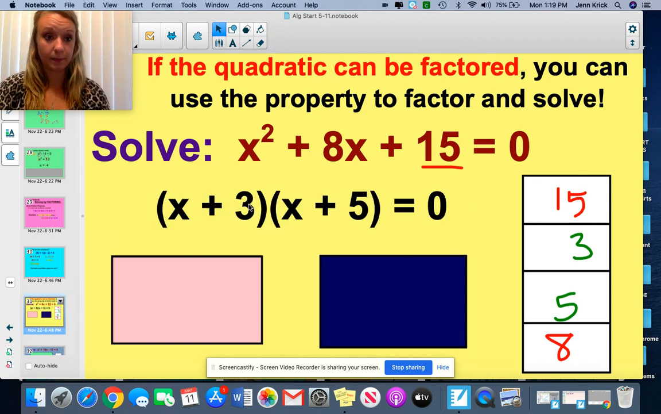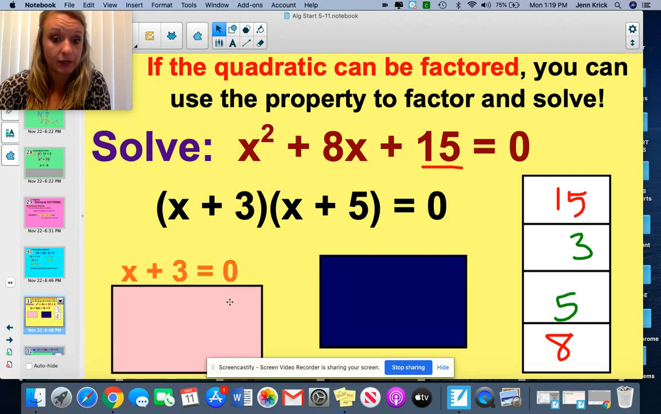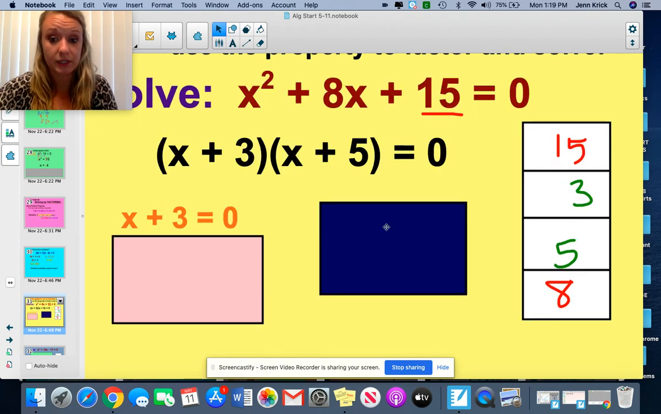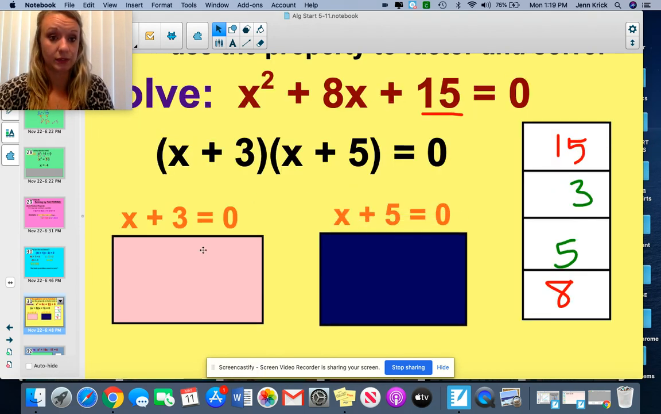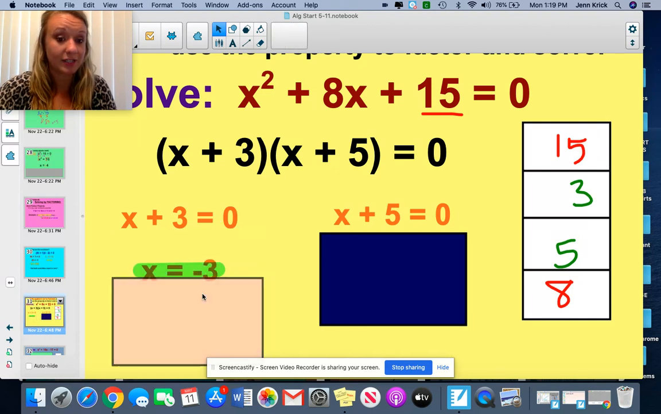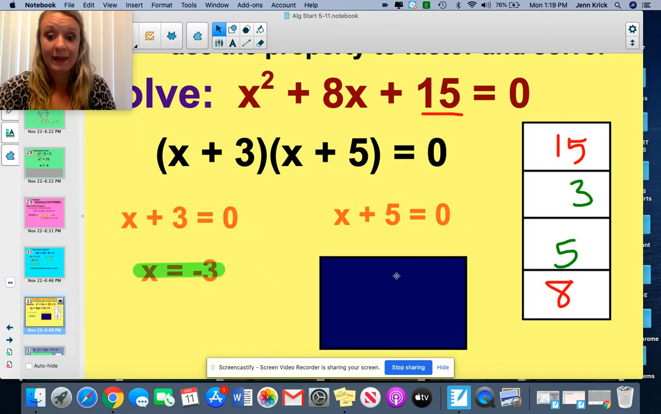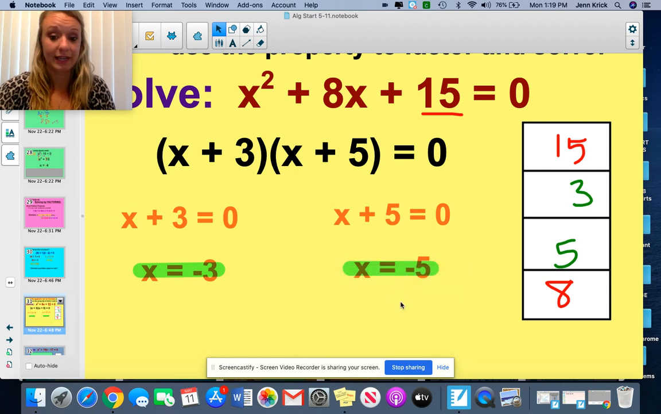Now to physically solve for x, you just need to set each quantity here in parentheses equal to 0. So I've got x plus 3 equals 0, x plus 5 equals 0. To solve for x, I'm going to subtract 3 from both sides, and I just get x is equal to negative 3. And then over here, I just get x is equal to negative 5.